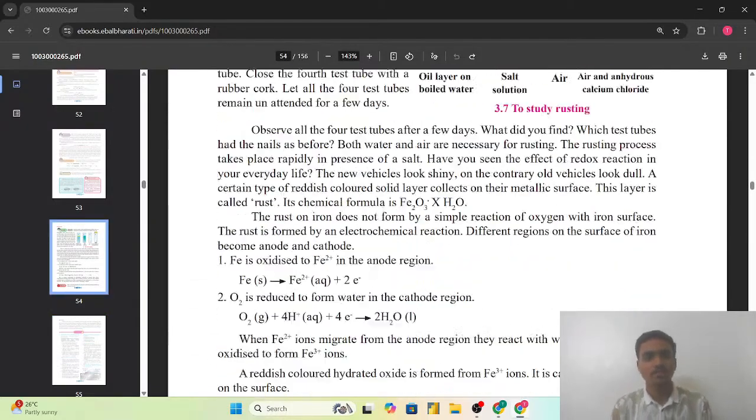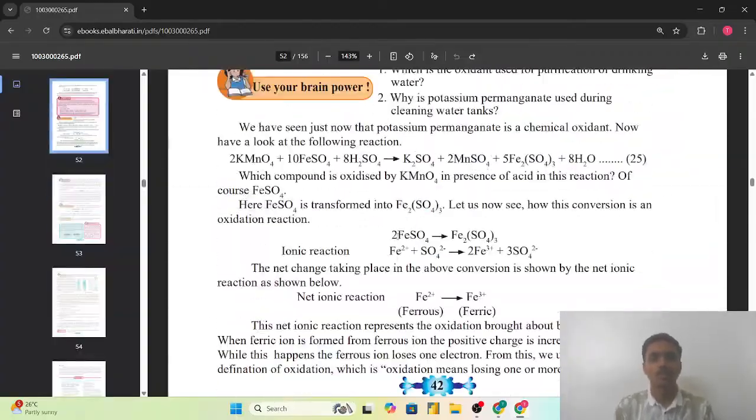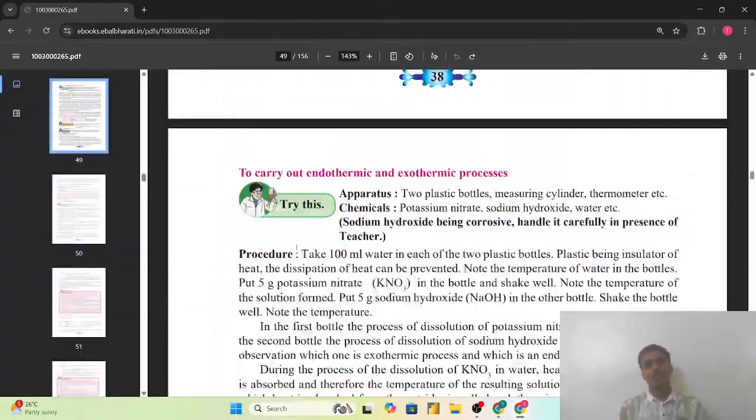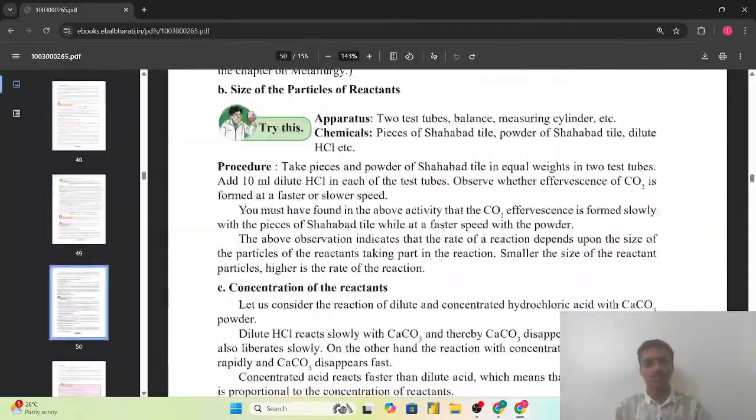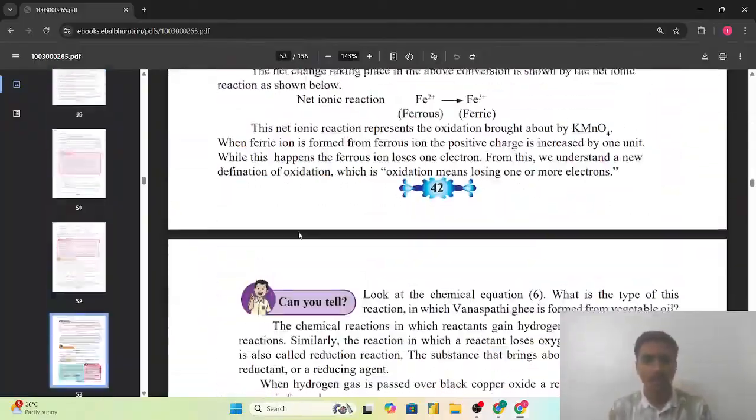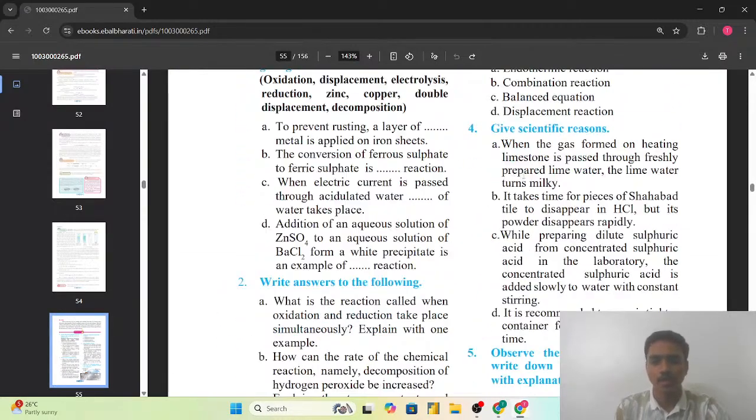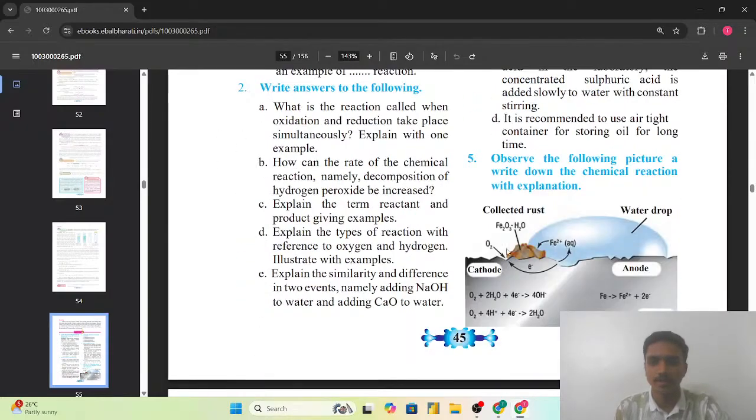So this is all regarding the third chapter of science one, that is chemical reactions and equations. So we have completed our chapter 3. Next, here are the exercise questions also. As I have explained each and every part, you can easily answer all these questions.